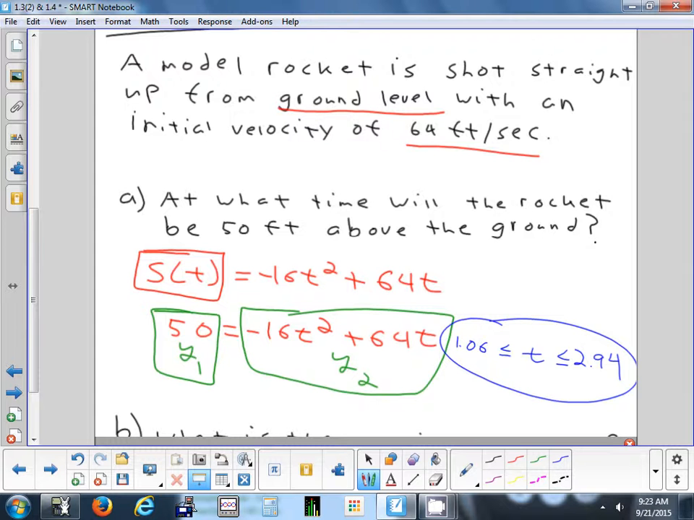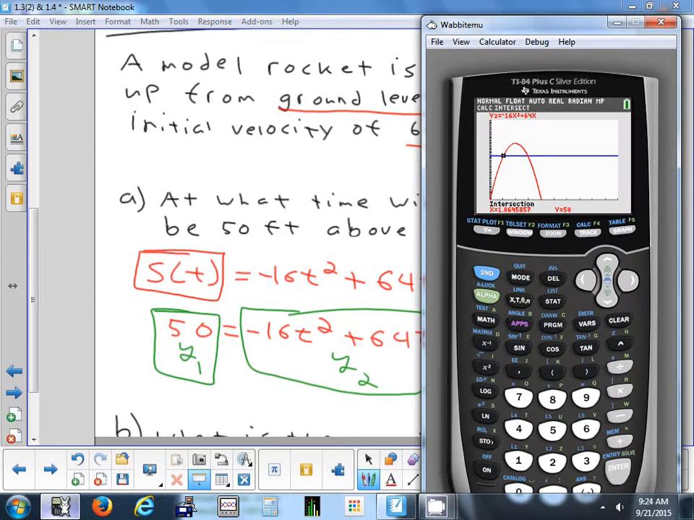So after you throw the object, at about a little over a second after it leaves your hand, it's going to be up at 50 feet, and it'll stay up there till just about 3 seconds, and then it's going to fall back below 50 feet. Yes? How do you write 2.9? We just did second calc intersect on the right, just like we did on the left. Yep.